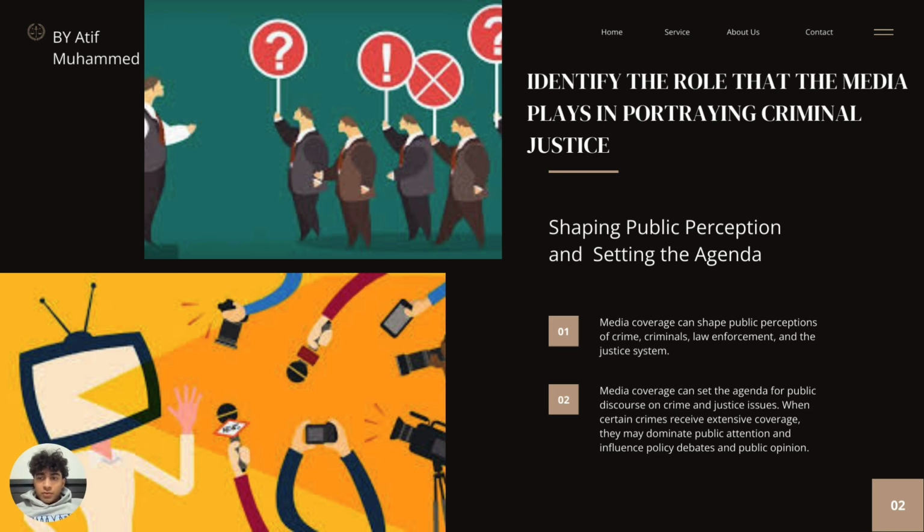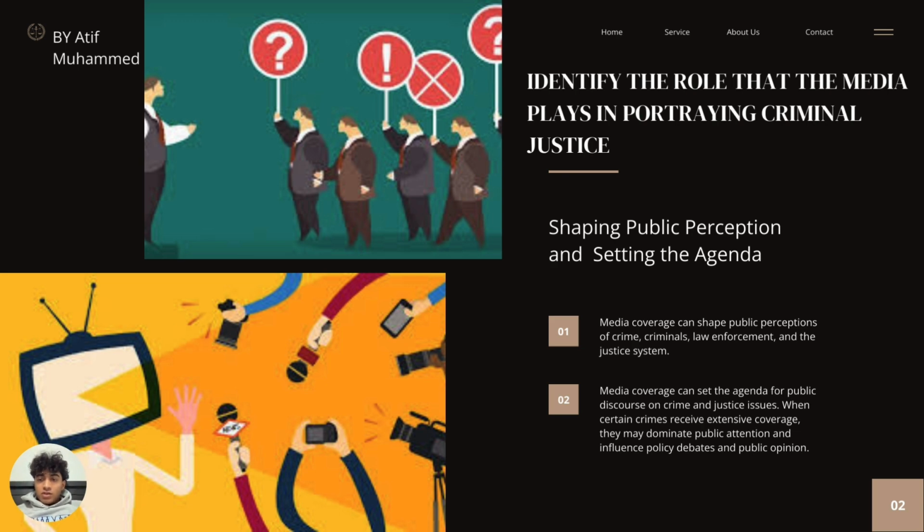Shaping public perception. Media coverage can shape public perceptions of crime, criminals, law enforcement, and the justice system. The way crimes are reported, the language used, and the framing of stories can influence how people perceive the effectiveness and fairness of the criminal justice system. An example of this would be the coverage of high-profile criminal cases like the O.J. Simpson trial in the 1990s, which heavily influenced public perceptions of the justice system. The extensive media coverage, including televised court proceedings, shaped public opinions about the fairness and effectiveness of the legal process.